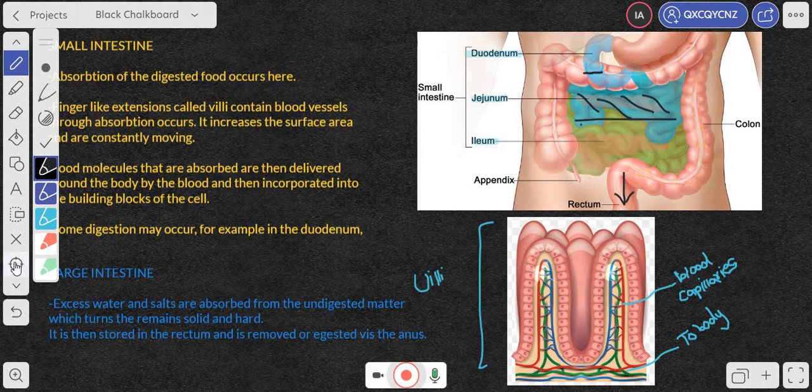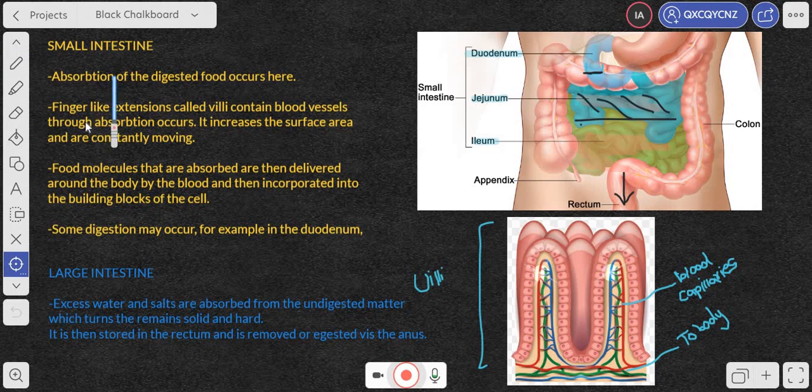So these are the 3 sections of your small intestine. This is where absorption of the digested food occurs. There are finger-like extensions present inside your small intestine called villi that contain blood vessels through which absorption occurs. What the villi do is increase the surface area to allow absorption to happen at a faster rate, and they are constantly moving, right?